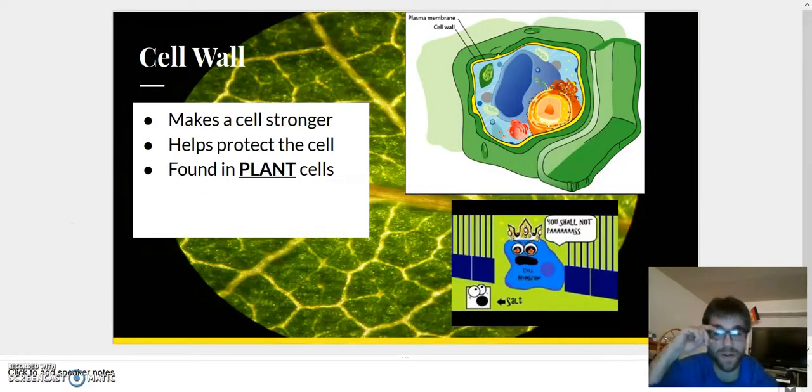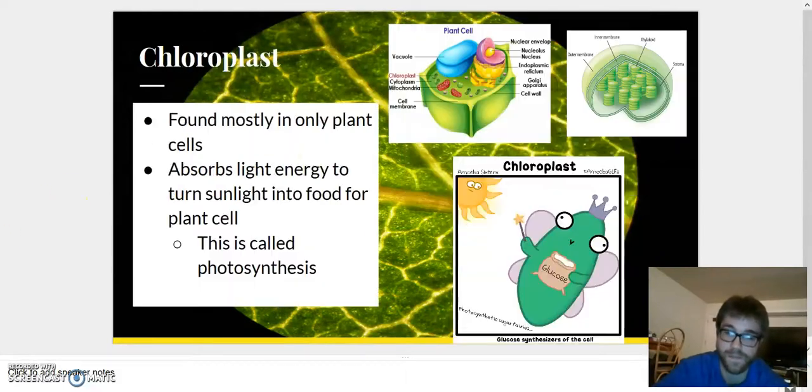Next one, cell wall. This is special because this is a plant organelle. Animal cells don't have this. Only plant cells have this. If you look closely, the plant cell has a cell membrane and a cell wall. It has both. That's special. Not every cell has that. The cell wall makes the cell stronger and it protects the cell.